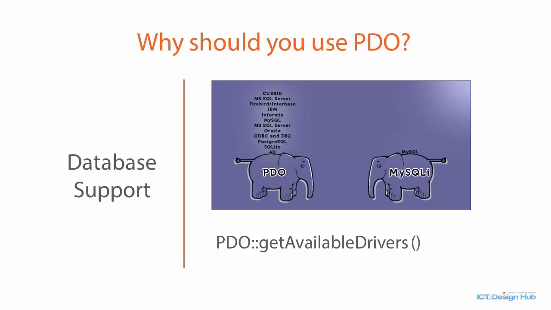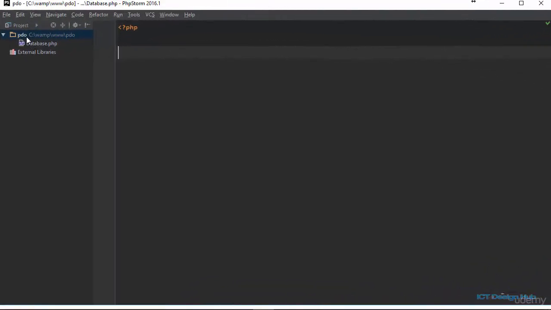To get a list of currently installed drivers on your computer, you can use the PDO method getAvailableDrivers. Let's see how to do this. Alright, so right here I have my blank PDO project and I just have a file within this project which is database.php. Now, to get all the available drivers loaded on my system, I need to make a call to the PDO function getAvailableDrivers. This is going to return an array of all the available drivers.